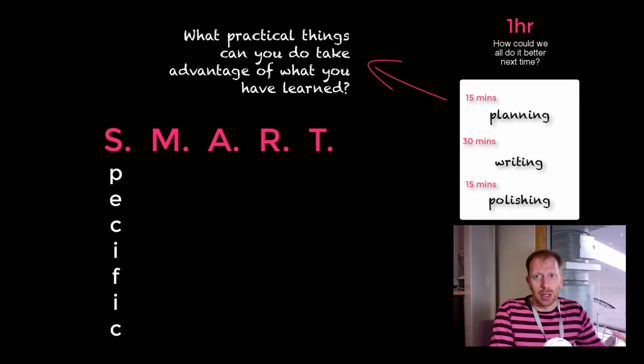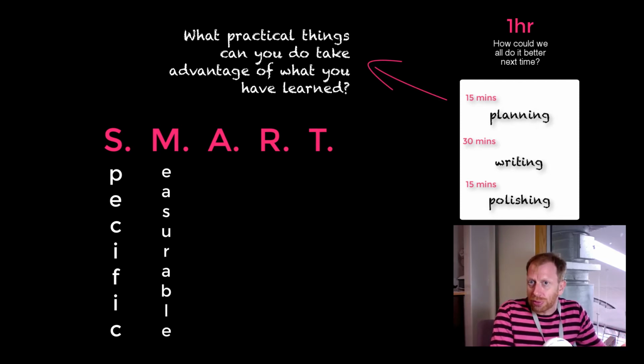Specific: avoid generalizations and specify what you want to achieve, when and how. Measurable: you should be able to state what you will have to show for it. What will be the evidence that you have reached your target?